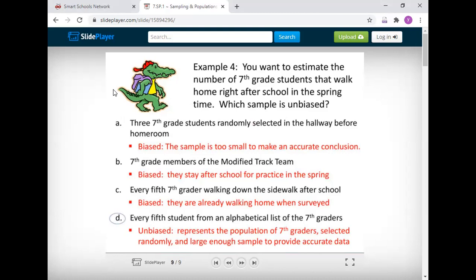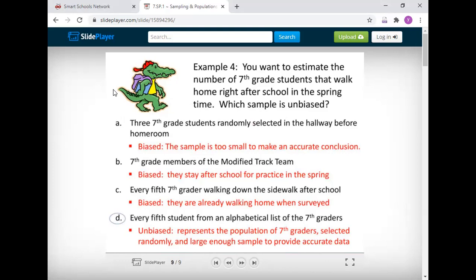Choice C. Every 5th 7th grader walking down the sidewalk after school. Biased. They are already walking home when surveyed. Choice D. Every fifth student from an alphabetical list of the seventh grade. So this one will be unbiased. This represents the population of seventh grade, selected randomly and a large enough sample to provide accurate data.